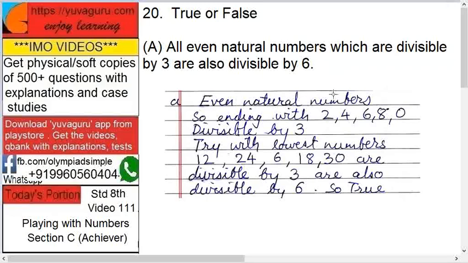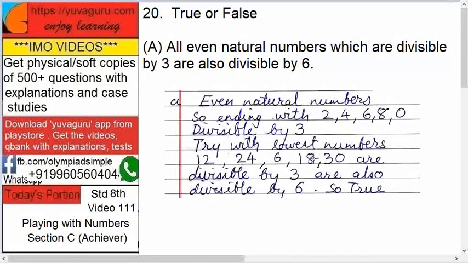Even natural numbers. Okay, let me see. So even natural numbers means what? Ending with what? 2, 4, 6, 8 and 0. Right? Now divisible by 3 we want. So which one? Try with the lowest numbers. Which numbers? 12, 24, then what?